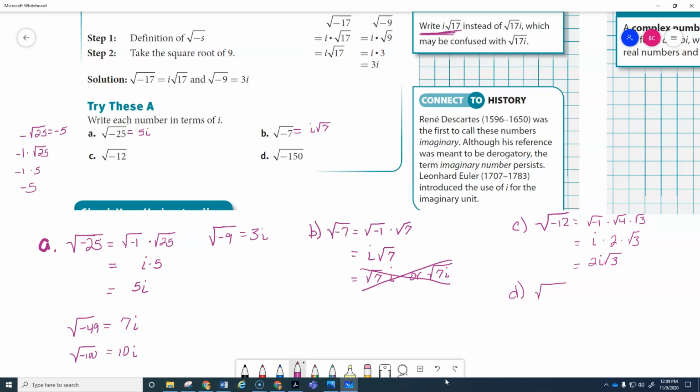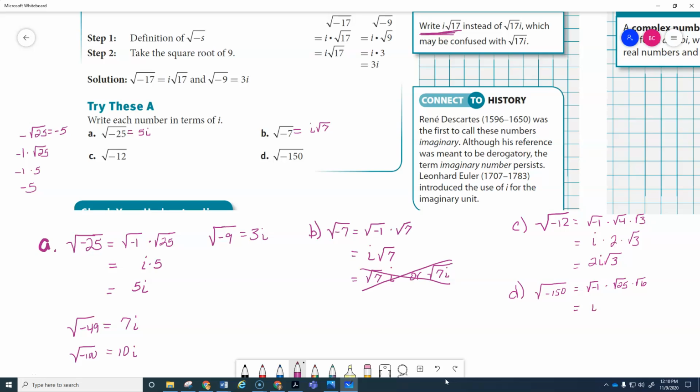Okay, same thing for 150. We do the square root of, let's see, the square root of negative 1 times 150. That's 6 quarters, isn't it? And I'm thinking quarters because 25 represents a quarter. If I have 6 quarters, I've got $1.50. So that means 25 times 6.